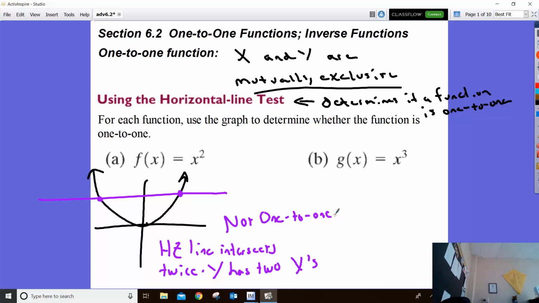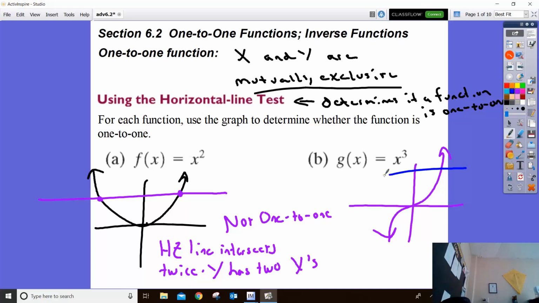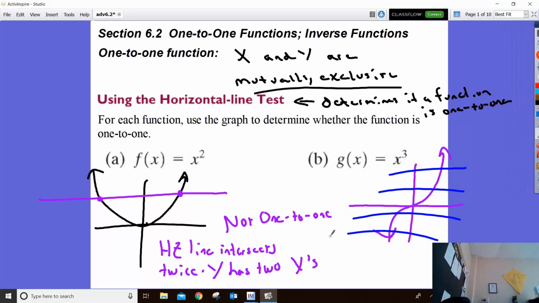That's the horizontal line test. What's x cubed look like? Snake. Starts slow, ends how? Is that thing one-to-one? Yeah, it's going to pass the horizontal line test. I don't care how many times you draw a horizontal line through it. The horizontal line only hits it once. It's one-to-one because it passed the horizontal line test. Now, do you remember talking about this in the past? It's a pretty simple concept.